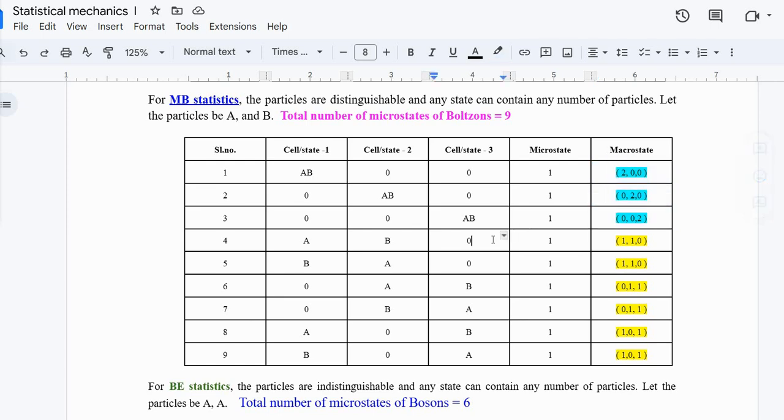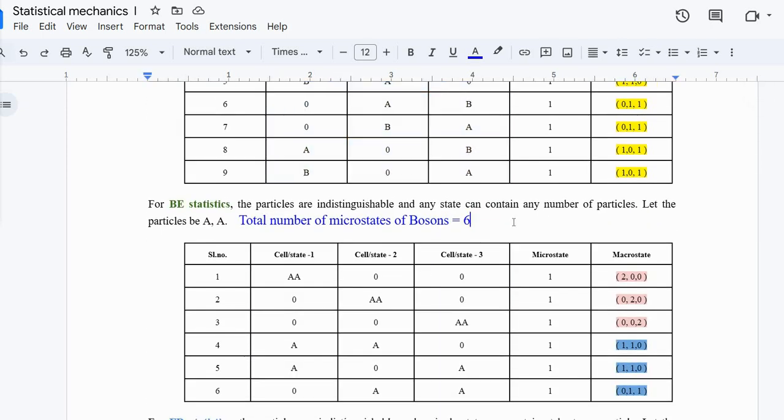Now we have other possibilities. We can put 2 particles in 2 cells and 1 will be vacant. So how many combinations are possible? You can see there are 6 combinations possible. This is given as 1, 1, 0. So if you add all these, there are 6 microstates of this combination and 3 microstates of the other combination, and the macrostate is given by this, 3 and 6.